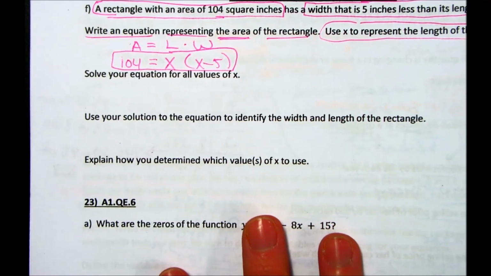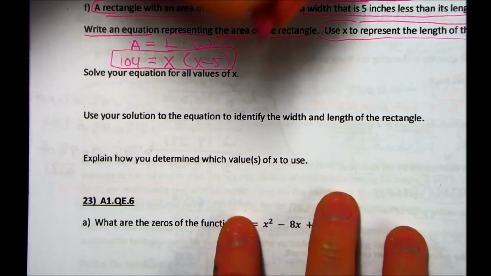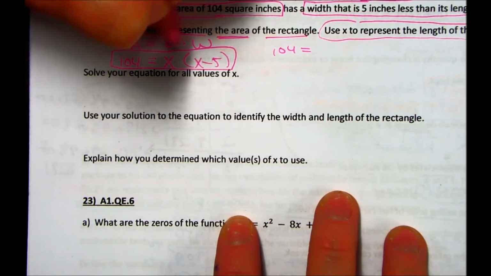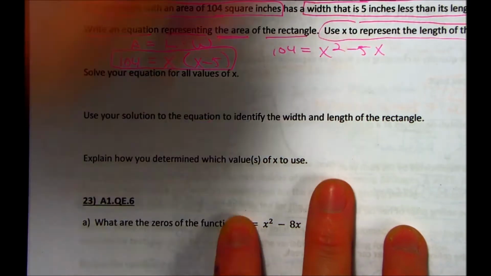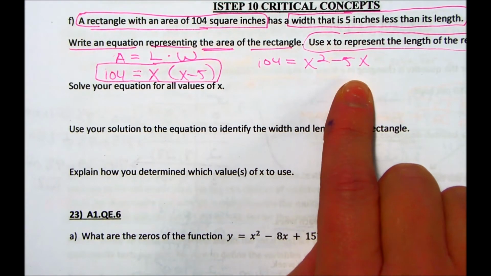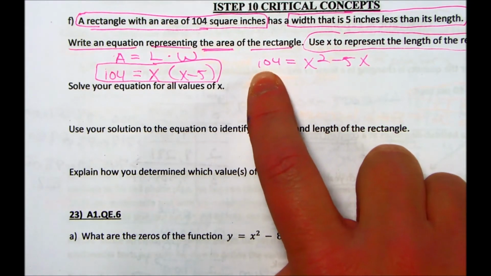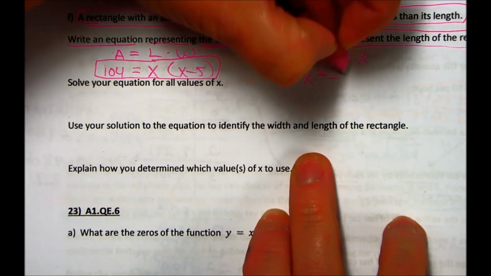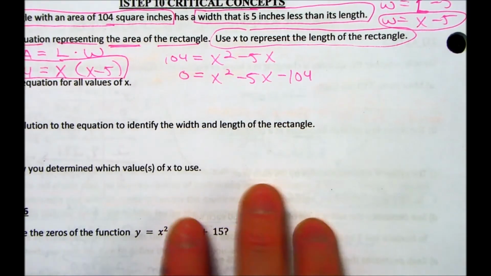All right, so now what are we going to do? We're going to solve your equation for all the values of x. Okay, so let's take it off to the side. 104 equals, and I'm going to distribute the x here, which gives me x squared minus 5x. And just like the problems on the other side, when you have an x squared and an x term, you've got to get one side equal to 0. So I'm going to move this 104 to the other side so that I get 0 equals x squared minus 5x minus 104.